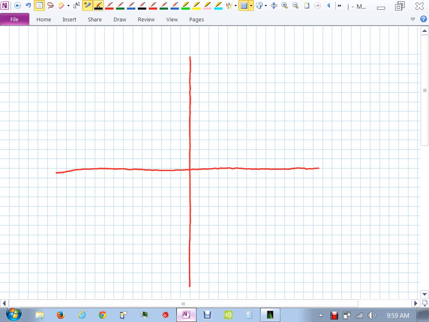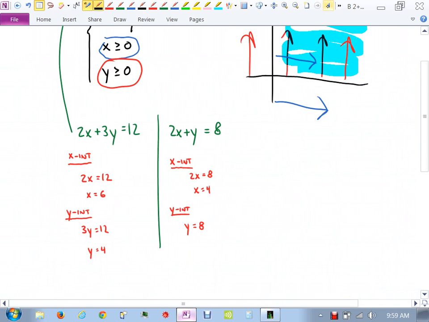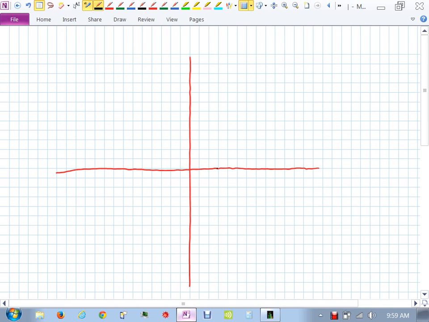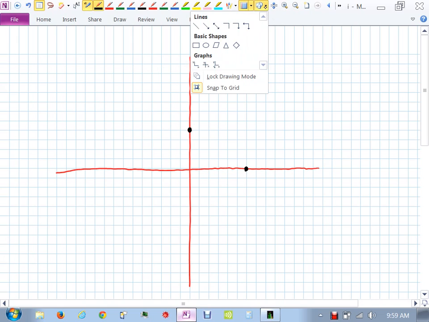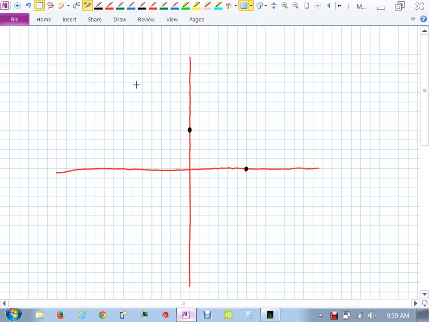All right, so the first one, the x-intercept was 6, the y was 4. 1, 2, 3, 4, 5, 6, and then 1, 2, 3, 4. So my first line goes through those. If you want to bring a straight edge to the final, that was pretty good first try.